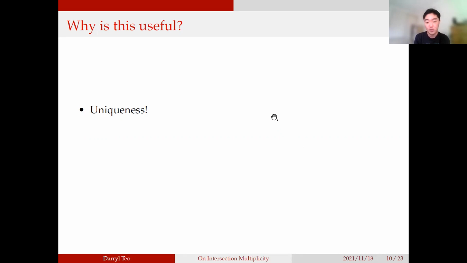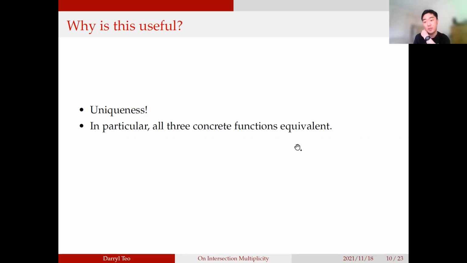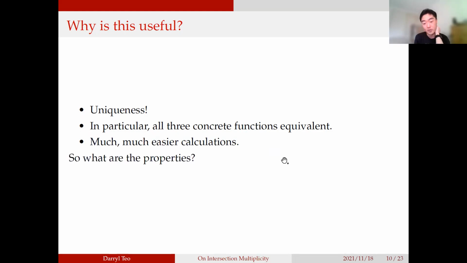The second, which is a sort of corollary of uniqueness, is that all three of the methods which I mentioned before, the branches, the local ring, and the resultant, all are actually equivalent. Even though all three of them are extremely different, and you would not guess at first sight that they all somehow do converge to the same answer. And the third, which is probably the most useful for practical purposes, is that the axiomatic method gives you much easier calculations. You don't have to futz around with determinants or parameterizations or local rings. So then the question is, what properties exactly of the intersection multiplicity do we need to focus on?